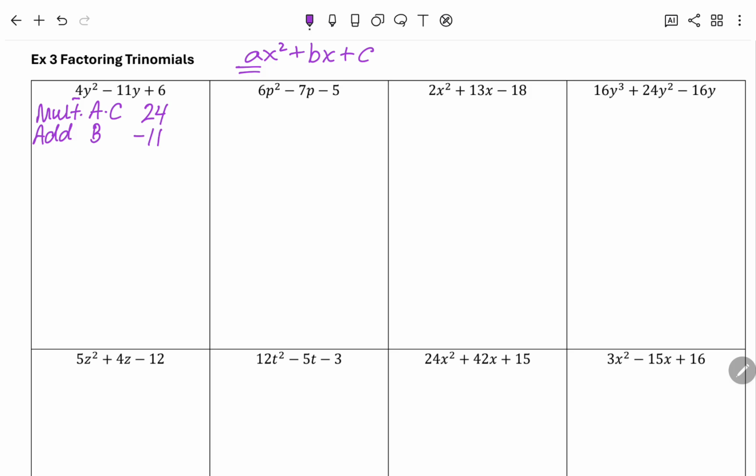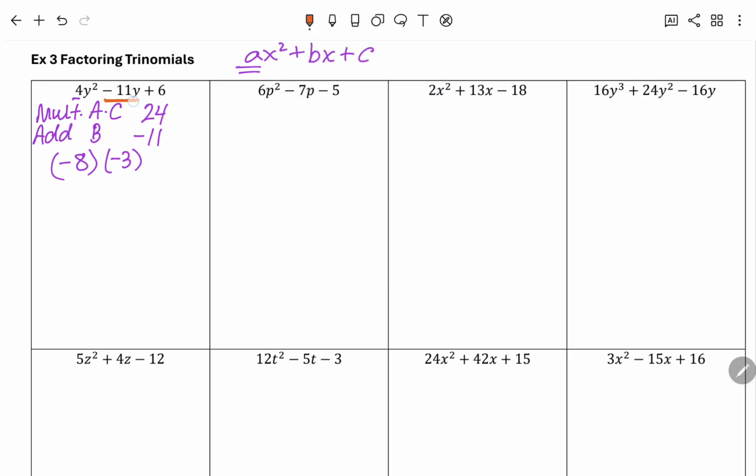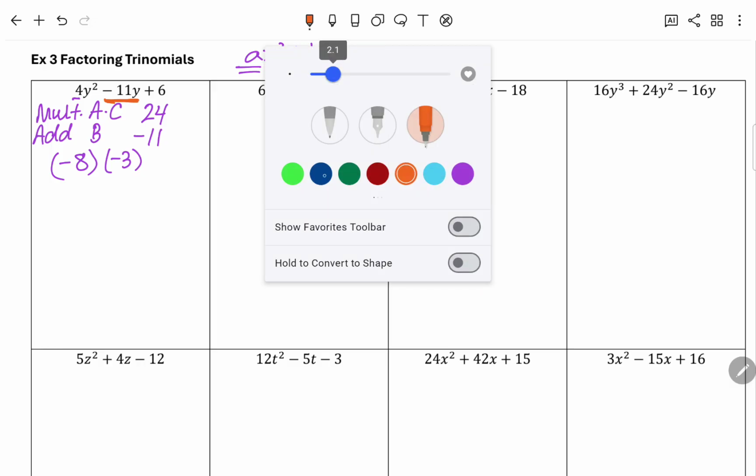So I want to find what multiplies to give me 24 and adds to give me negative 11. And I come up with the numbers negative 8 and negative 3. If I multiply those together, I get 24, and if I add those together, I get negative 11. So why do I want those? Because they are going to be used in place of that middle term. So let's take a look.